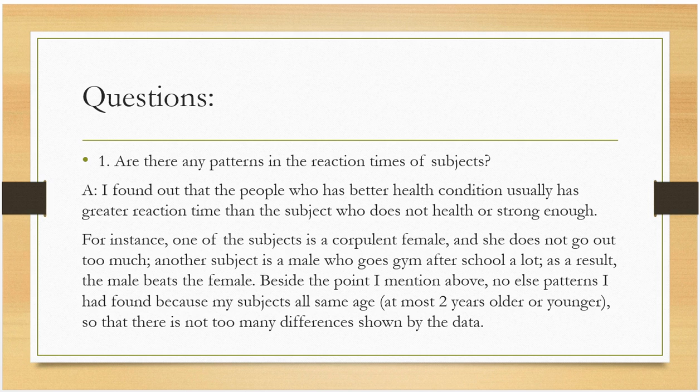For instance, one of the subjects is a heavy female and she doesn't go out much, which also means she doesn't exercise much. Another subject is a male who goes to the gym a lot after school. As a result, the male beats the female. Besides the point I mentioned above, I found no other patterns because my subjects are all the same age, at most 2 years older or younger, so there are not too many differences shown by the data.